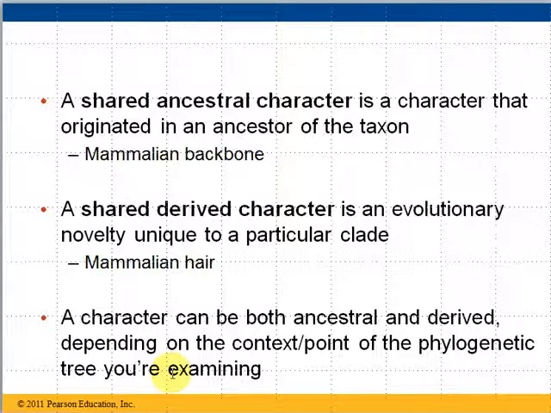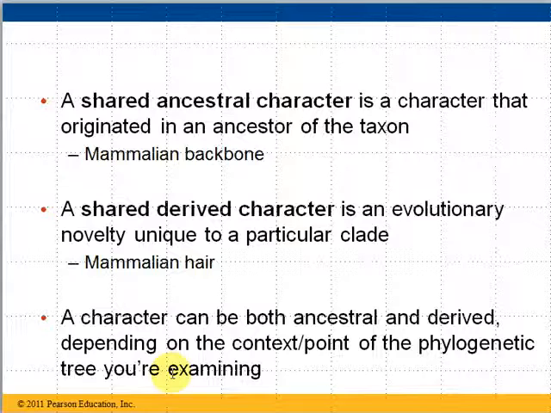Now, the particular trait or characteristic you're looking at could be considered ancestral or derived depending on the context or depending on the point on the phylogenetic tree that you're examining. Say, for example, if we look at the clade of mammals, that grouping of all mammals, well then a backbone is an ancestral shared character and hair is a derived character.